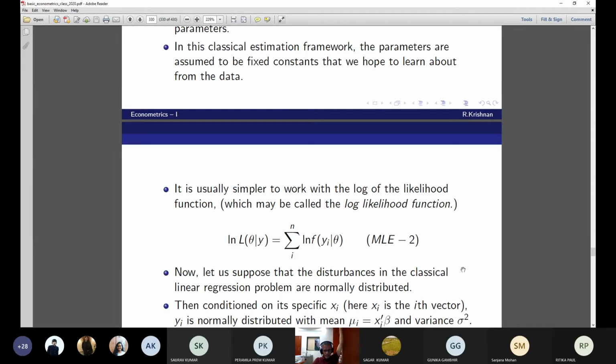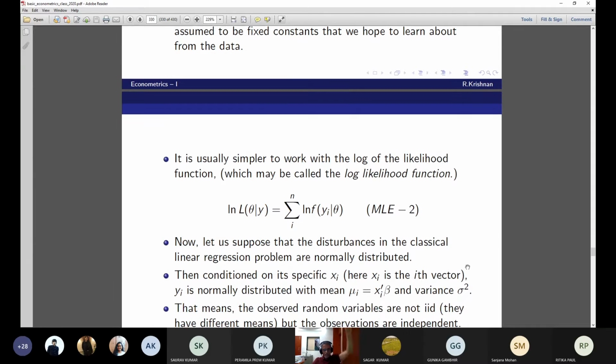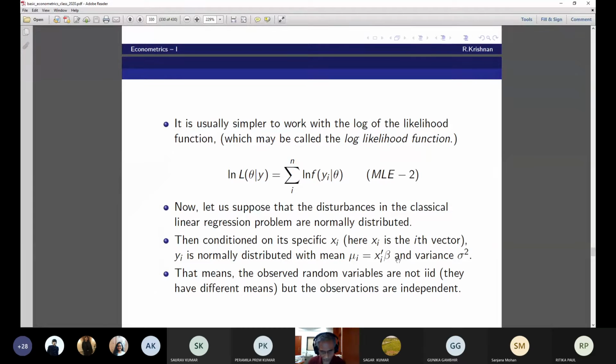Now let us suppose the disturbance in the classical linear regression is normally distributed. Now this is the general version. This is the general log likelihood, the general density function. Now let's go back and assume a classical linear regression model. In the classical linear regression model, the only random quantity is E, the error term. If you assume it is normally distributed, the disturbance in the classical linear regression problem is normally distributed. Conditioned on its specific xi, where xi is the ith vector, yi is normally distributed with mean mu i, xi transpose beta, and variance sigma square.